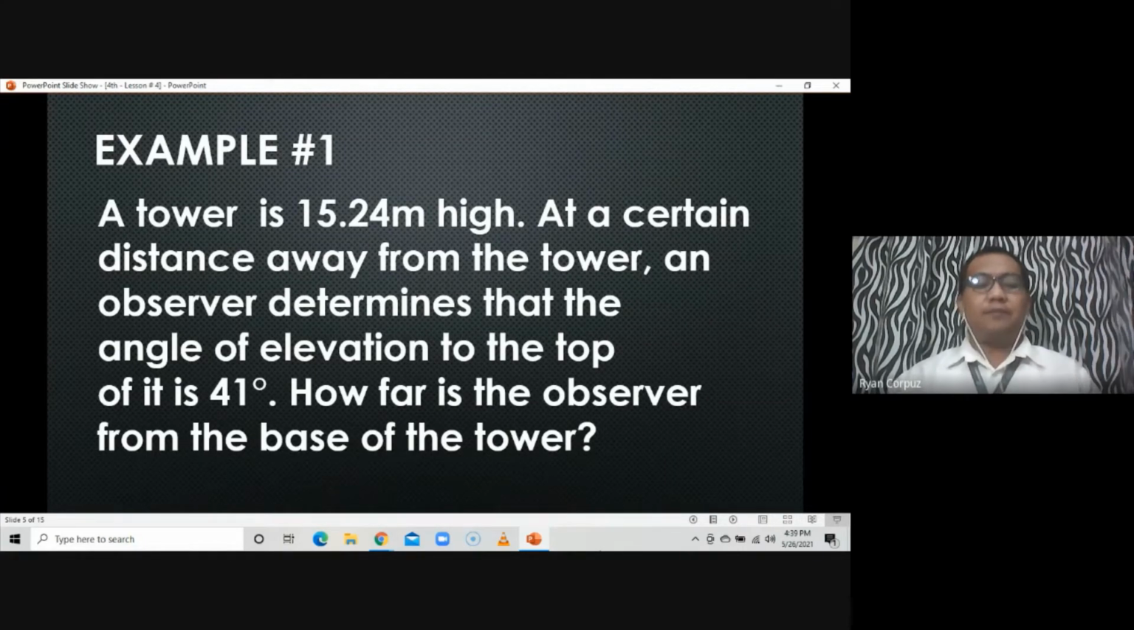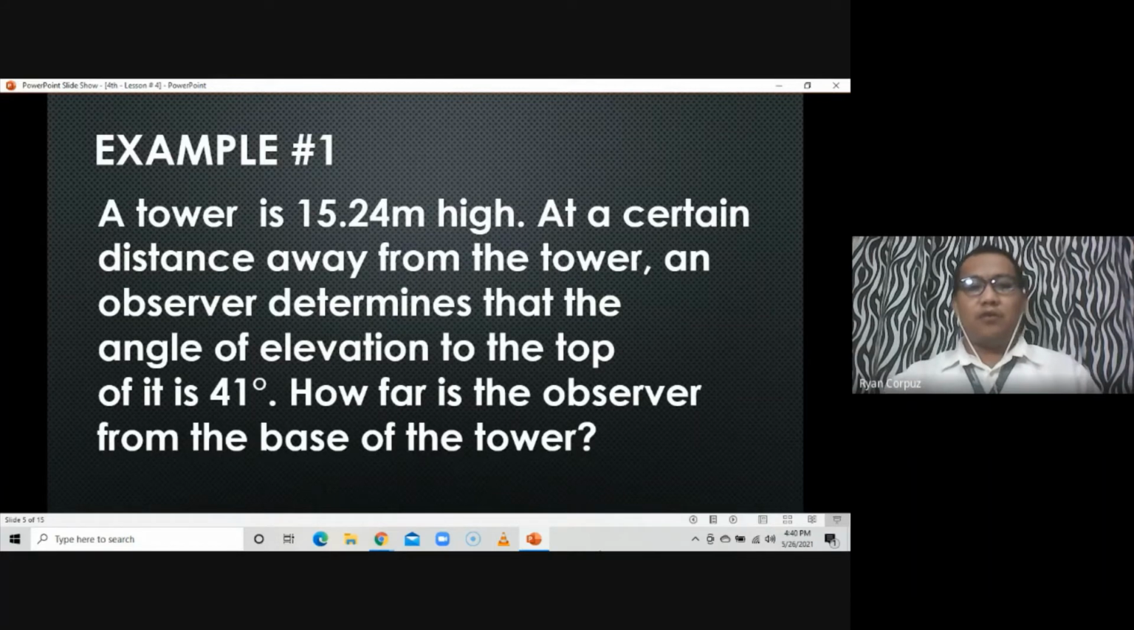So let me repeat. Again, a tower is 15.24 meters high. At a certain distance away from the tower, an observer determines that the angle of elevation to the top of it is 41 degrees. How far is the observer from the base of the tower? So, obviously, the problem is about angle of elevation. Because if you are going to analyze the problem, sabi doon, there is a tower.